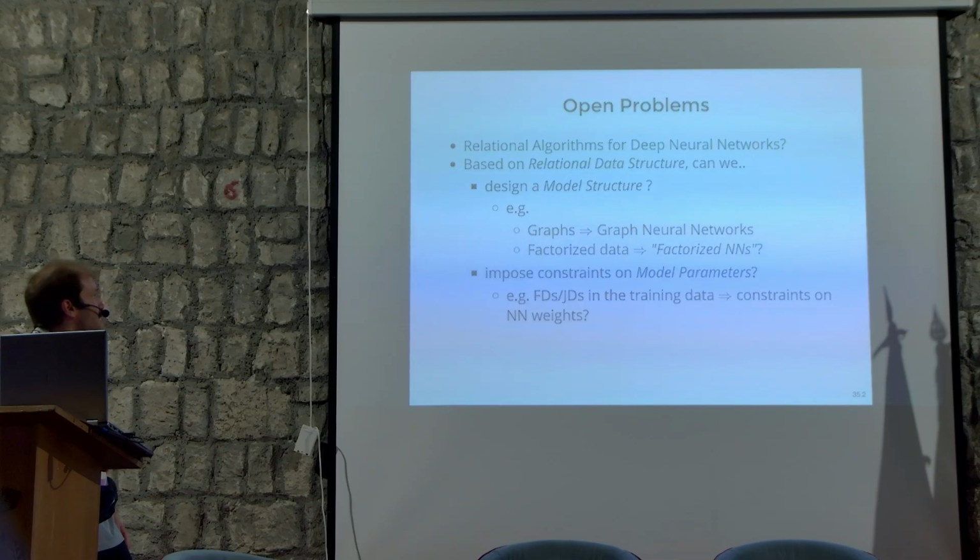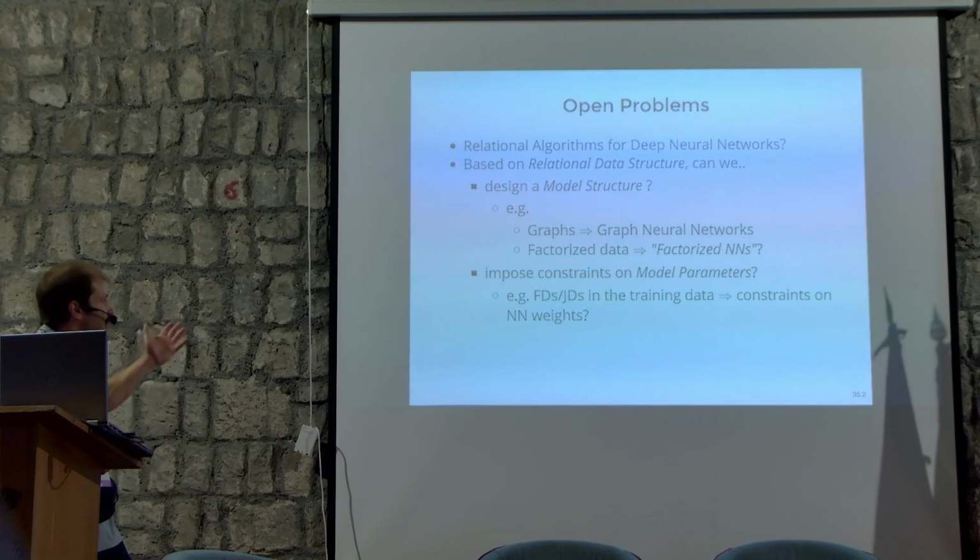Now, suppose that we cannot really do this, or suppose that we fall short in achieving this goal, tailoring a model structure. We could still talk about imposing some constraints on the model parameters so that we can rule out combinations of model parameters that don't really make sense for our training data. As a simple example, suppose that our training data has some functional dependency. Now, the model itself could be, let's say, a neural network.